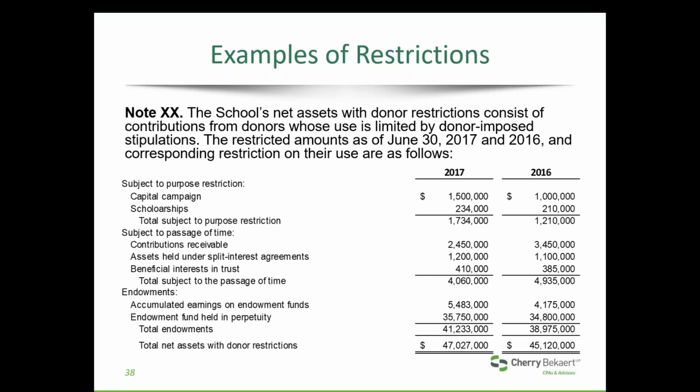But first, just a few quick examples of what your net assets with donor restrictions note could look like. This example doesn't have that much detail, but I think it definitely meets the requirements. So you have your net assets with donor restrictions subject to purpose restrictions, those subject to the passage of time, and then lastly your endowments, including the accumulated earnings on endowment funds, so what was probably temporarily restricted in the past, and then the endowment fund held in perpetuity, which was probably what was permanently restricted in the past.